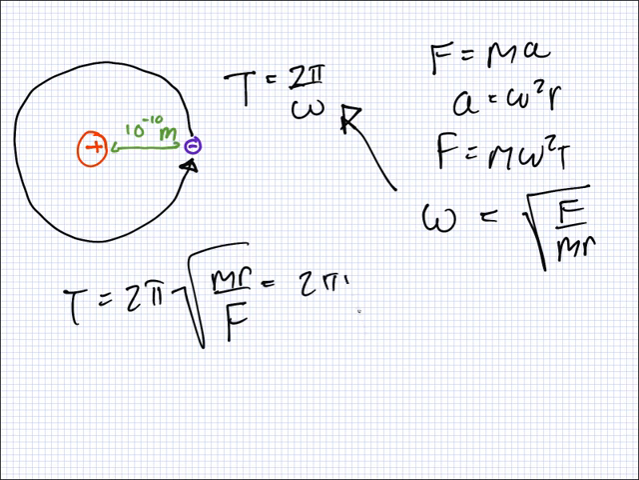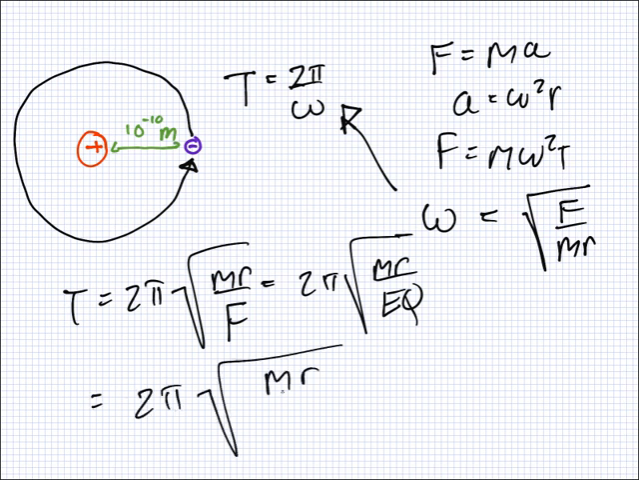If I put that in there, I get T is 2 pi root m r over F. F is equal to EQ. But what's E equal to? 1 over 4 pi epsilon 0 Q over r squared times the Q. Now I have to be careful, these Q's are different because one of the Q's is for the electron and one of them is for the proton. However, it doesn't matter because it's the same charge, so both of these is e.